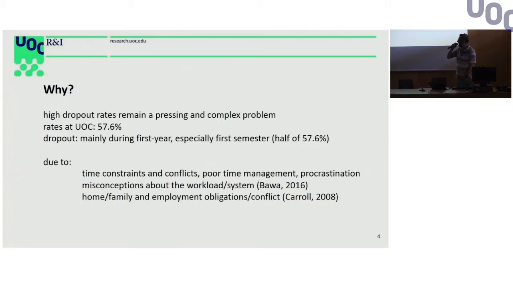Well, the reasons for that phenomenon are especially time constraints and conflicts, also poor time management and procrastination, but also a more psychological factor, which is misconceptions about the workload. Many students think that online university is easier, they won't have to work a lot and so on, and the online work system, but also home, family and employment obligations and conflicts, all of which impact their decision to stop out or drop out.